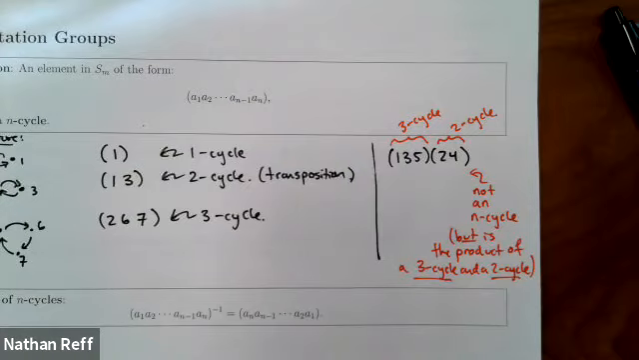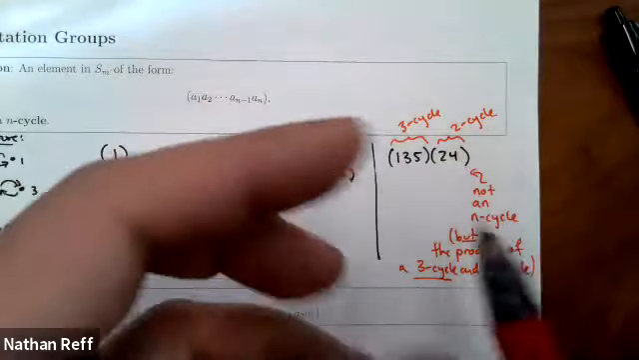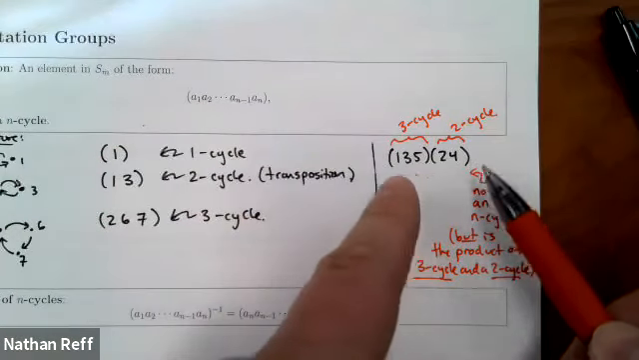Now, it is difficult to tell, if I just arbitrarily gave you something like that, whether it really is an n cycle or not, until you simplify it to the point where you have disjoint cycles.